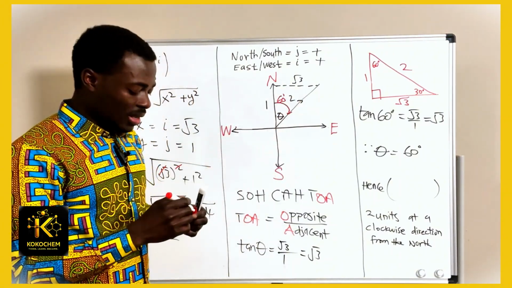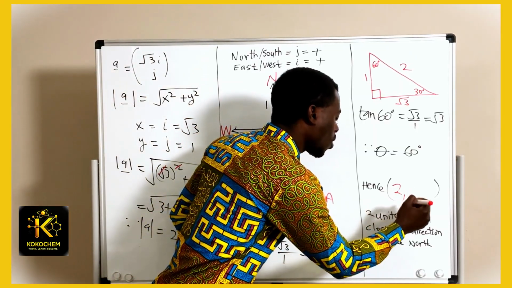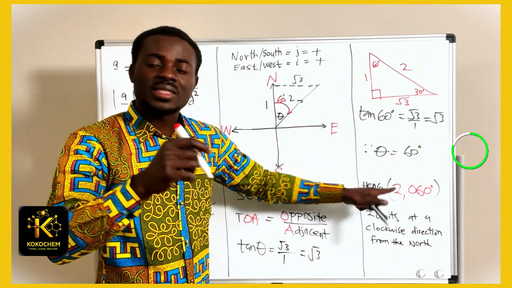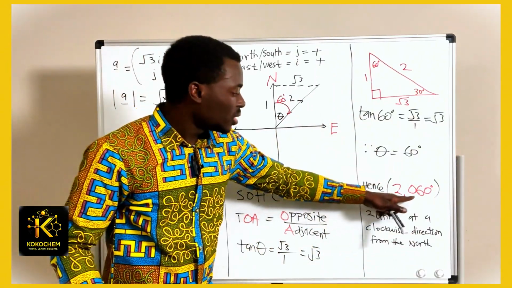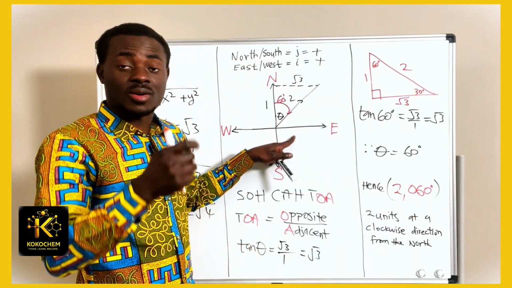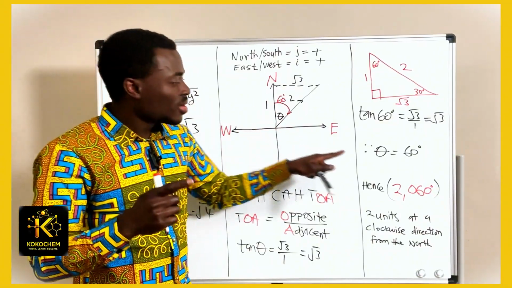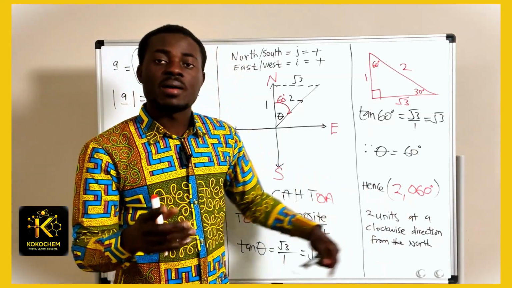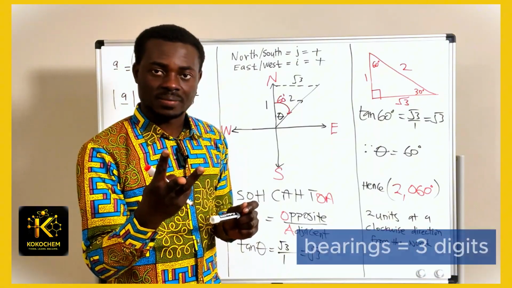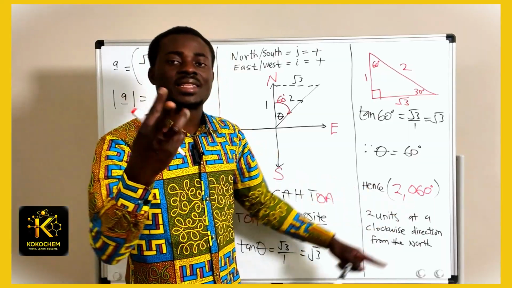So the answer for the question is 2 at 060 degrees. The vector has magnitude 2 units at a clockwise direction of 60 degrees from the north. We add a 0 in front because bearing is written with 3 digits.